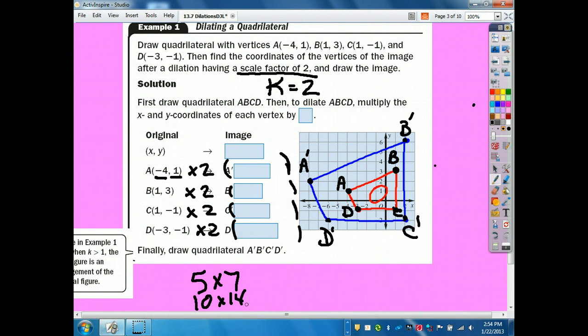It distorts the picture. So you got to make sure what you do to the x's, you do to the y's. Right, so what are my new coordinates then? If we didn't have a graph to put them on, multiply everything by 2, what do I get? -8, 2. My new B becomes 2, 6. Good. And my new C becomes 2, -2. Excellent. And my D now becomes what? 6. Perfect. And then now plot your dilation, and it'll look like what I have already plotted here. We enlarged it.